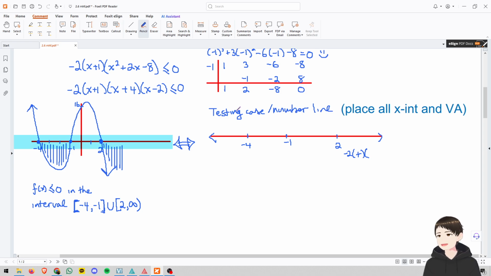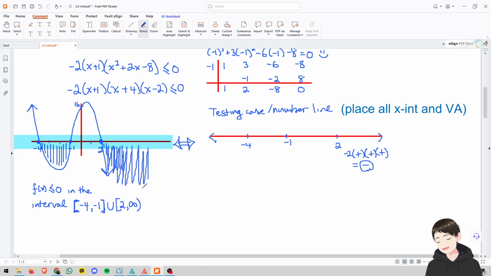A million plus 4, that's going to be a positive number. A million minus 2, that's a drop in the bucket. That's still going to be a positive number. If these three brackets multiply with the -2, what would be the overall value? It's going to be some negative number, isn't it? Ta-da! Underneath the y-axis, it's going to be a negative number.